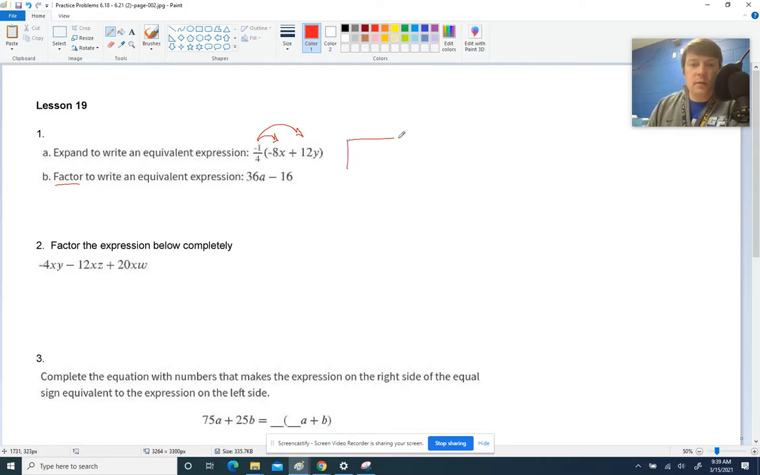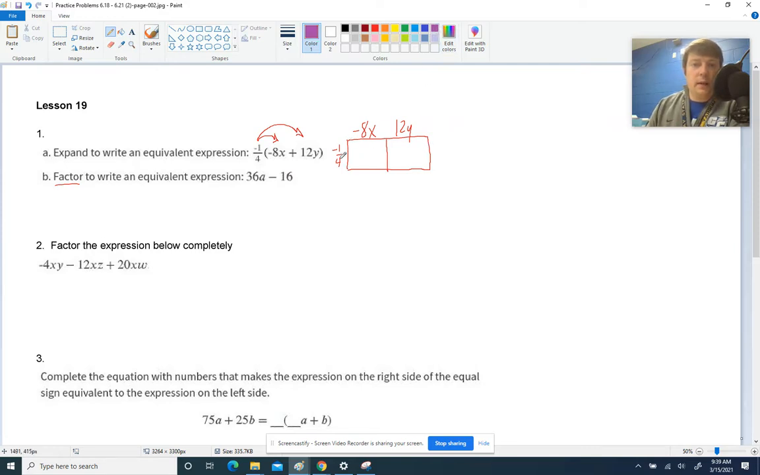What I'll do is set it up as one of our rectangles, okay? So we have negative 1/4 as the width, and then we have two rectangle lengths inside that are negative 8x and 12y. Our job here is to multiply the negative 1/4 times the length of each rectangle to find the area of each, and then their sum will be our expanded version.